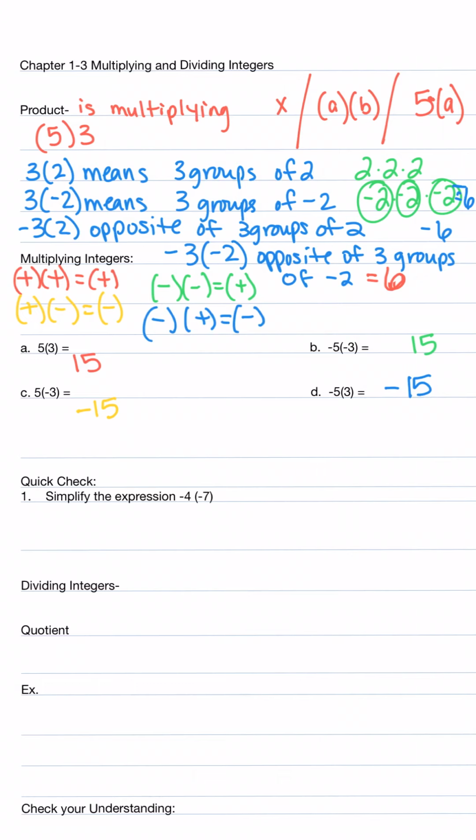So simplify the expression, negative 4 times negative 7. So 4 times 7 equals 28. If we have a negative and a negative, it means that it is the opposite of 4 groups of negative 7. So it's going to be a positive 28.